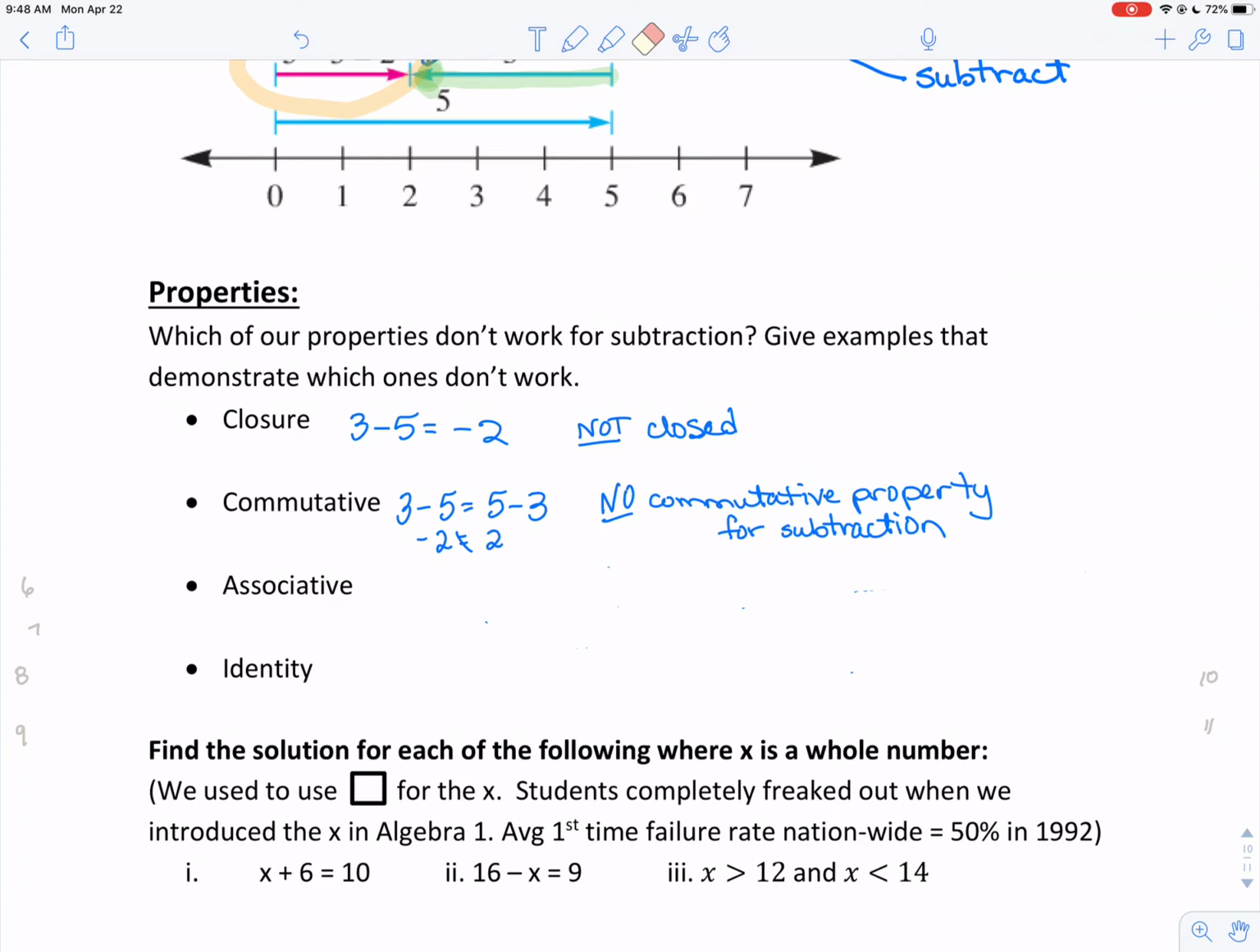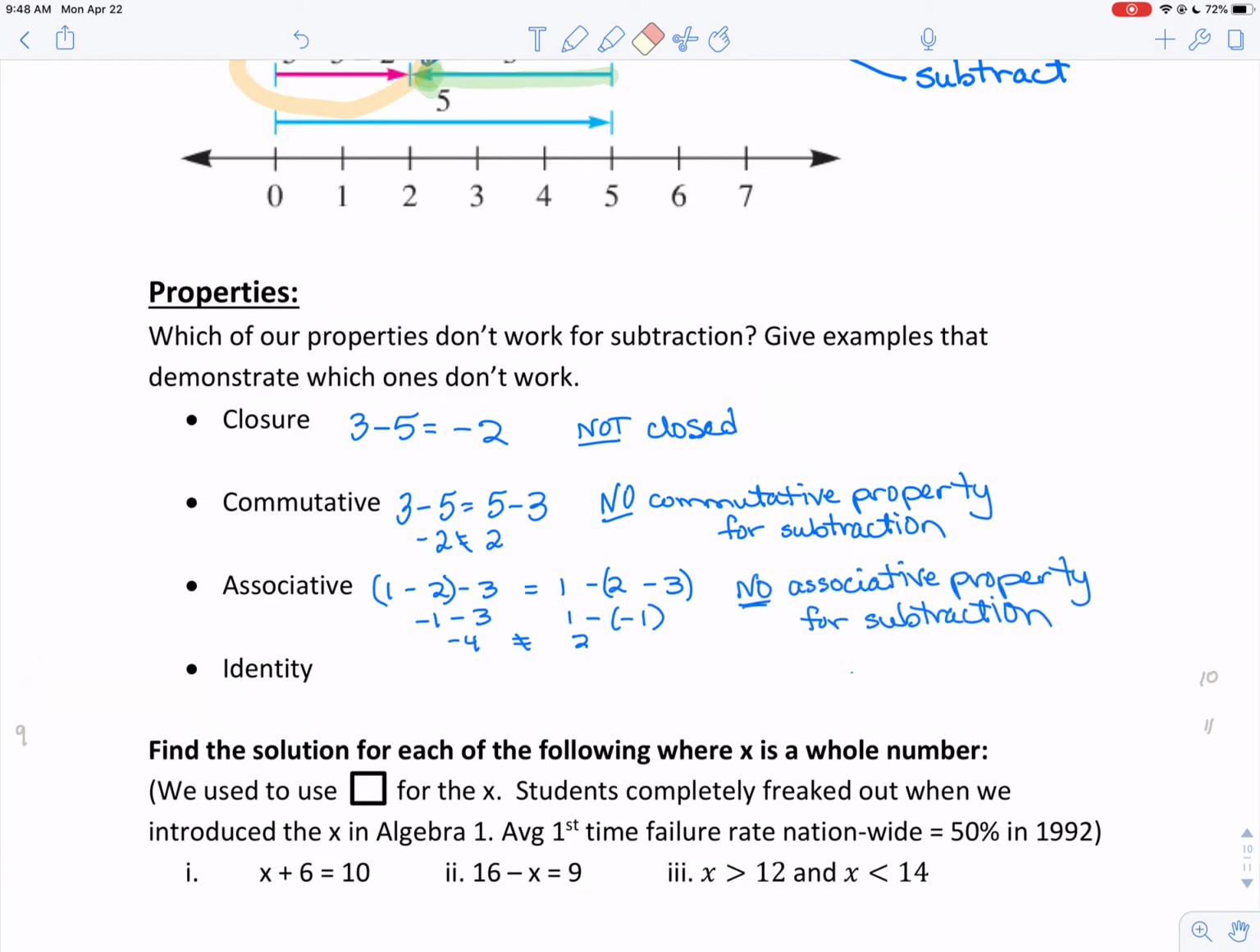What about the associative property? So we have our numbers. They're all in the same order: 1 minus 2 minus 3. But we're going to group them. But notice when I do that, I get 2 different numbers. So therefore, I'm not going to have an associative property for subtraction.